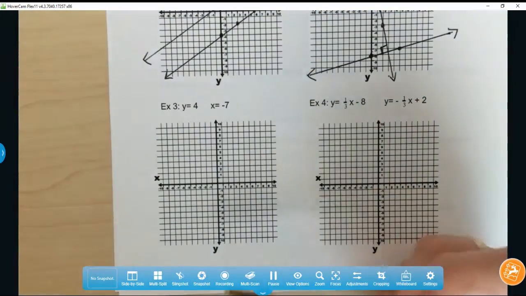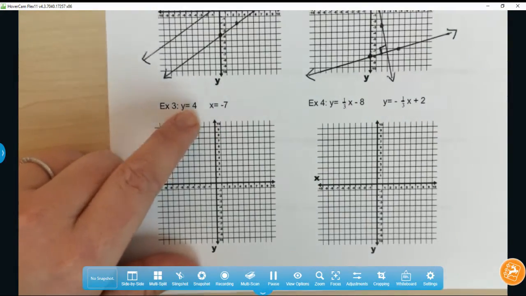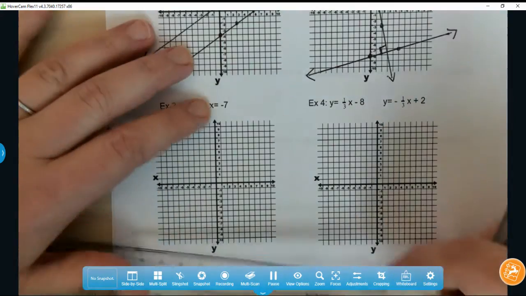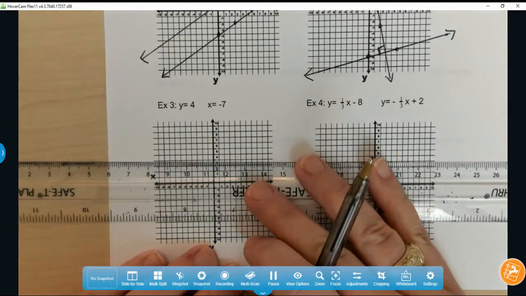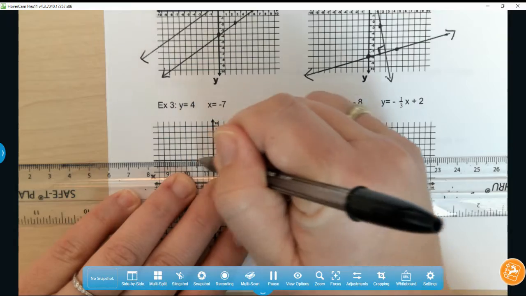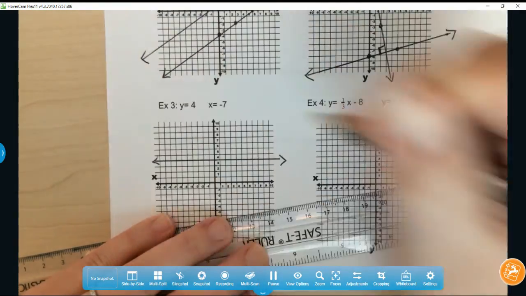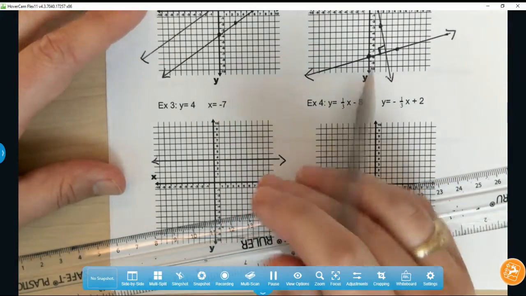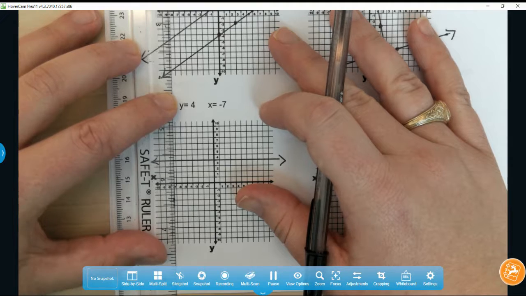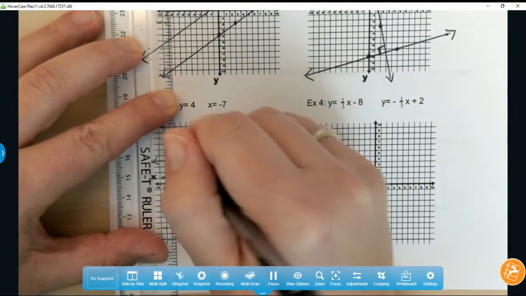Example 3, y equals 4, x equals -7. So what this is saying is that no matter what your x value is, your y value is +4. So that's going to be a horizontal line. And x equals -7. No matter what your y value is, your x value is -7. So that's creating a vertical line situation.